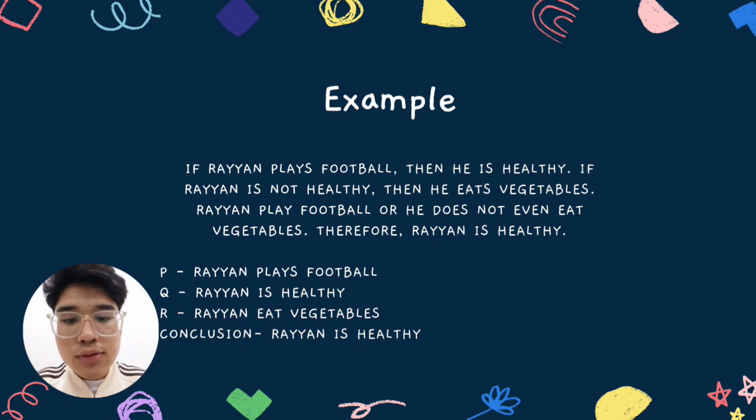If Ryan plays football, then he is healthy. If Ryan is not healthy, then he eats vegetables. Ryan plays football, or he does not eat vegetables. Therefore, Ryan is healthy. You can make these premises. P is Ryan plays football, Q is Ryan is healthy, and R is Ryan eats vegetables. If you can see, the last sentence is Ryan is healthy, and we can make it the conclusion.